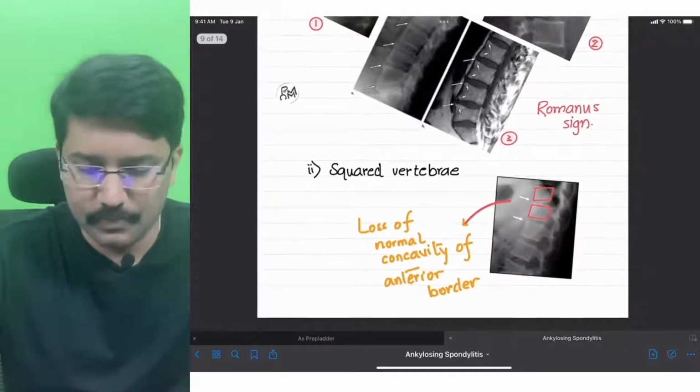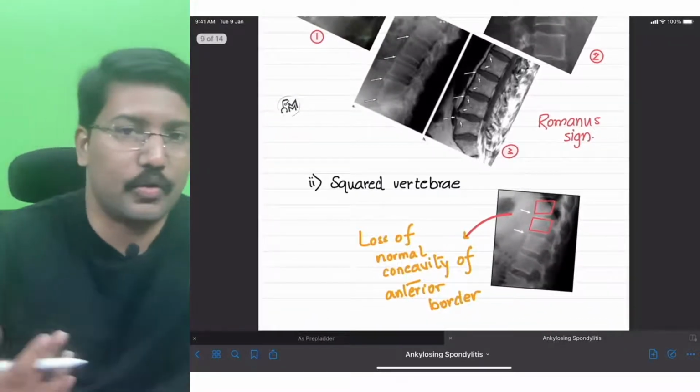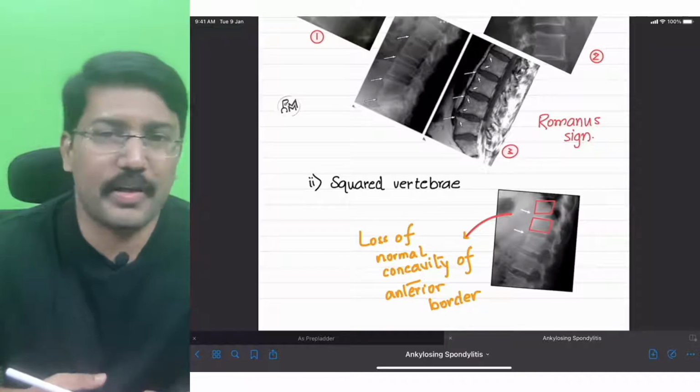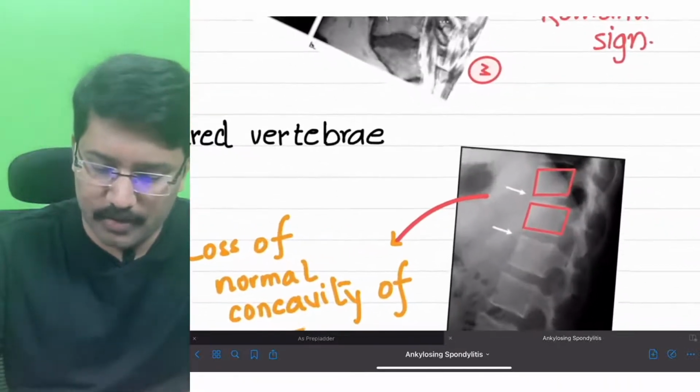Okay. Then the second important radiological finding that we can get is squared vertebrae, right? Squared vertebrae.